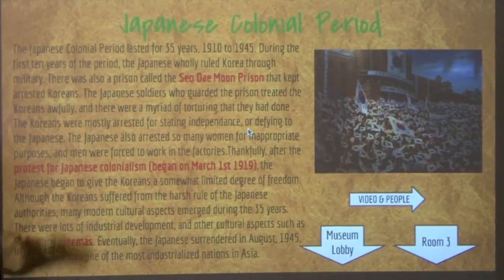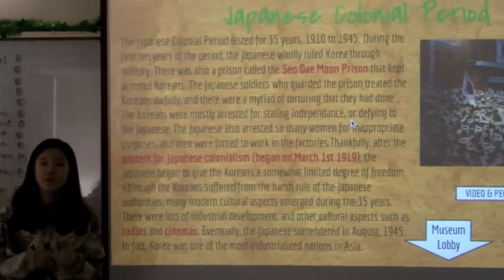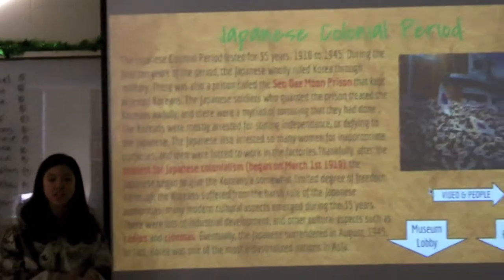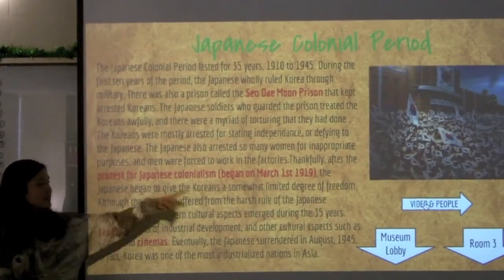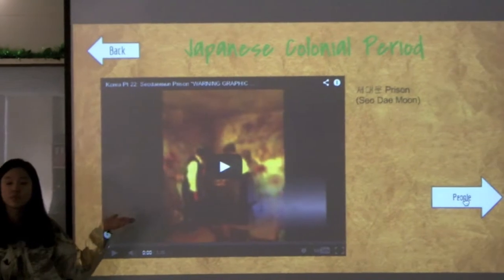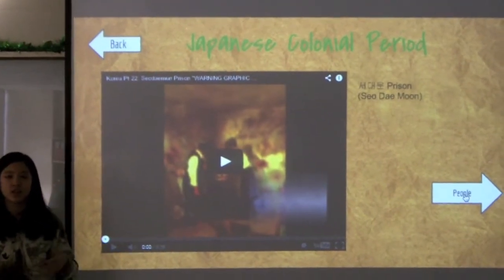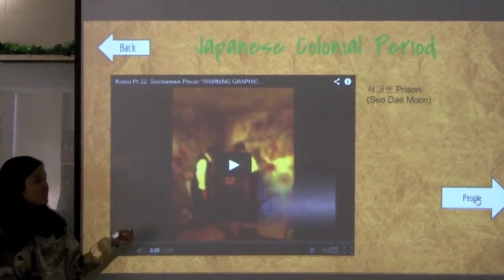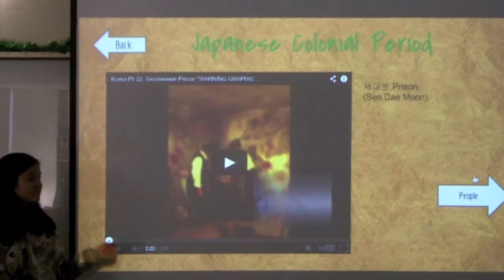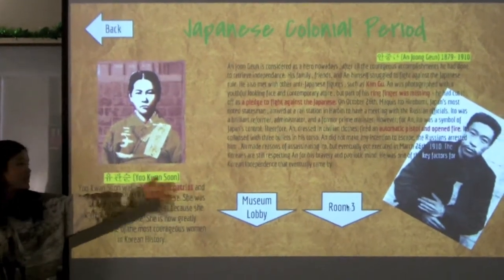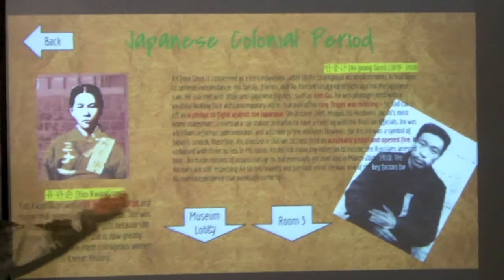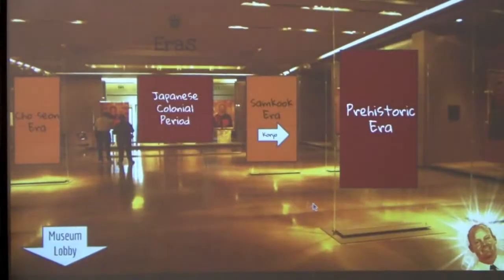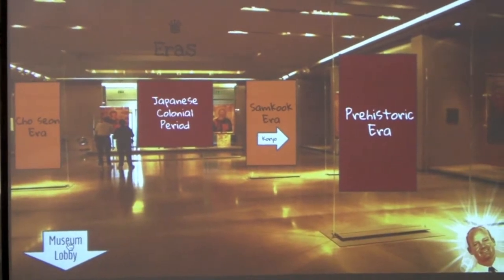This exhibit is about the Japanese colonial period, when Korea was a Japanese colony, and it includes information about how the Japanese tortured Koreans for no reason, or since they stated independence. There's a video about the Seodaemun prison, which is now a museum that everyone can go in and actually experience what the tortures were like. And these are some patriots, such as Yu Kwan-sun and An Jung-geun, who contributed to Korean independence. So that was our last exhibition, eras.